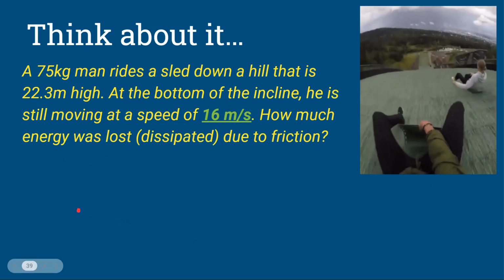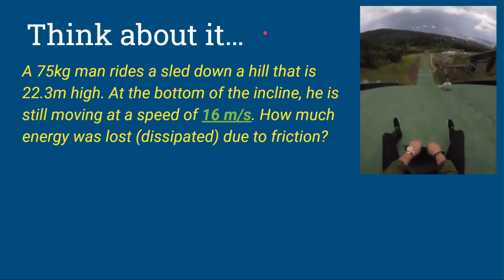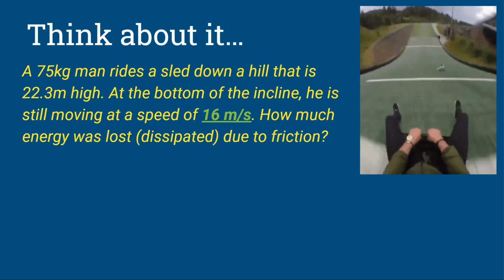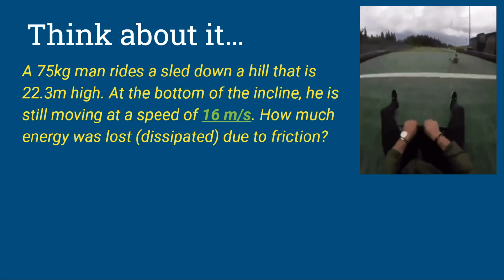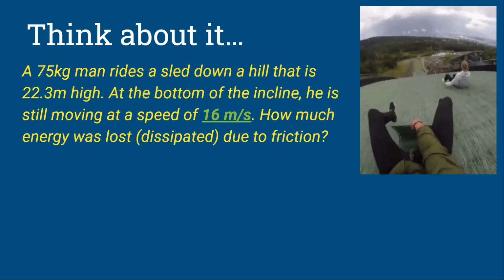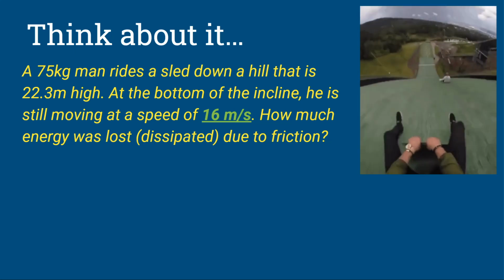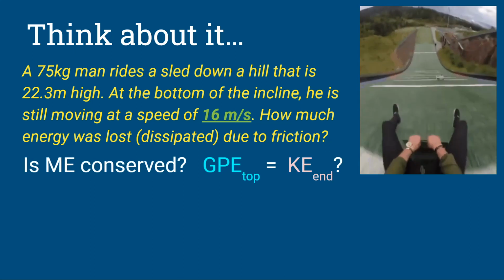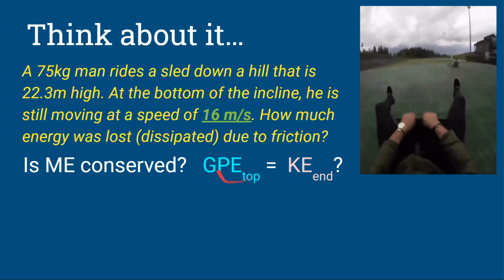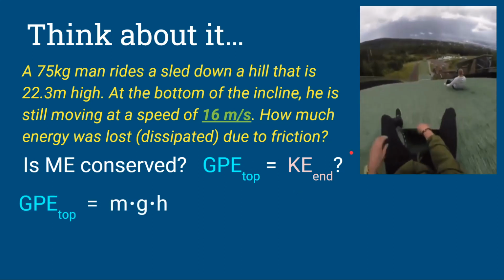Okay, so let's answer this question. A 75-kilogram man rides a sled down a hill that is 22.3 meters high. At the bottom of the incline, he is still moving at a speed of 16 meters per second. How much energy was lost or dissipated due to friction? And I know that I lost some because he's supposed to be going 20.9 meters per second, and he's only going 16. So we would need to write out an equation. But I already know that mechanical energy is not conserved. His GPE at the top of the hill does not equal his kinetic energy at the end. You can check it though.